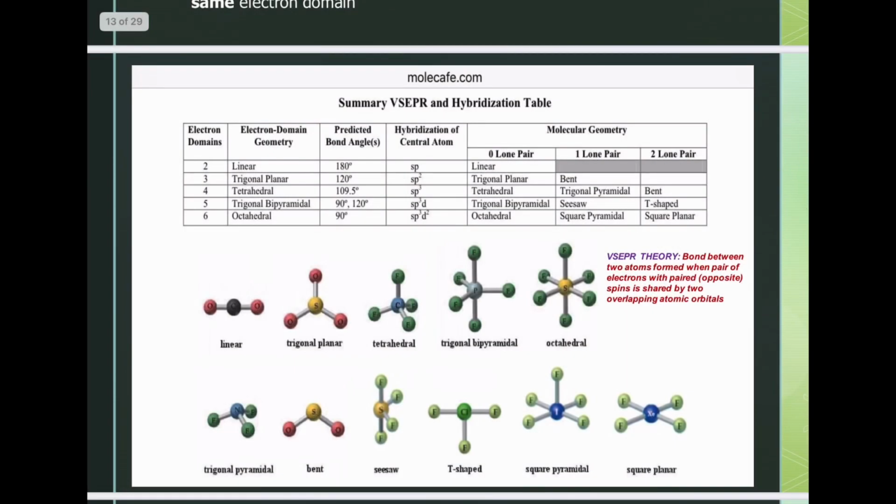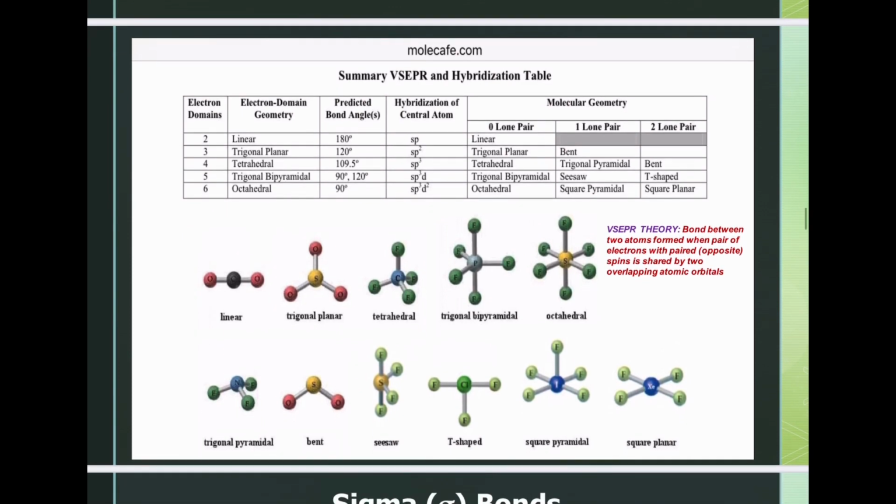This is the summary VSEPR and hybridization table. You look at this electron domain. For example, electron domain 2.